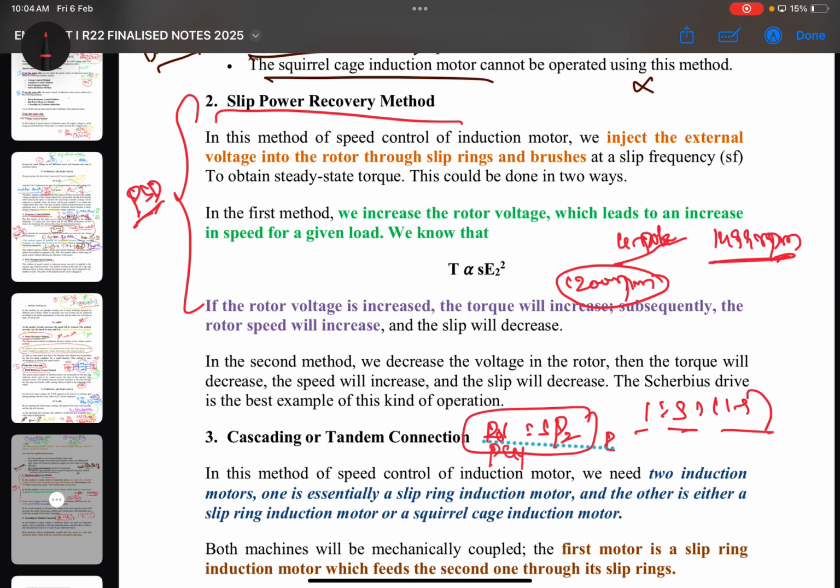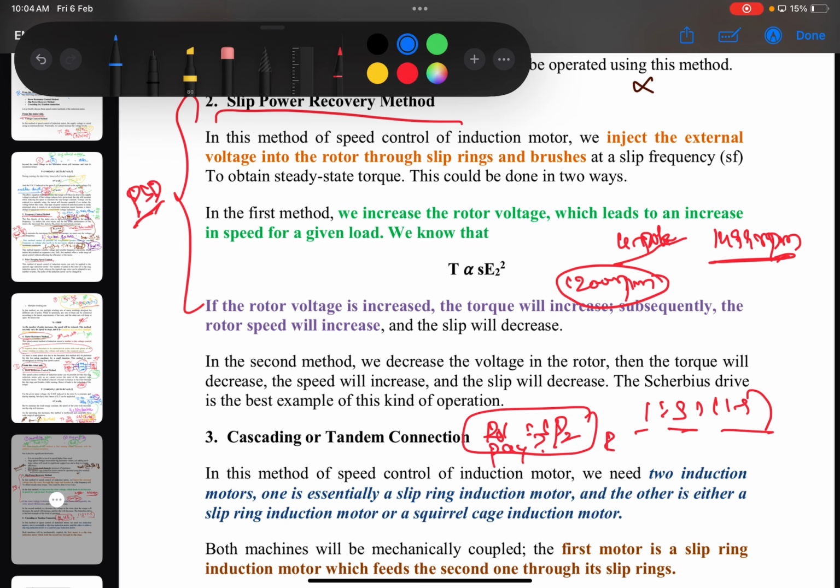Rotor copper loss is equal to S times the rotor input power here. Which is depending upon which parameter? Slip. This amount of power is getting wasted in terms of what? Copper losses. So rotor copper loss is equal to S times the rotor input power.